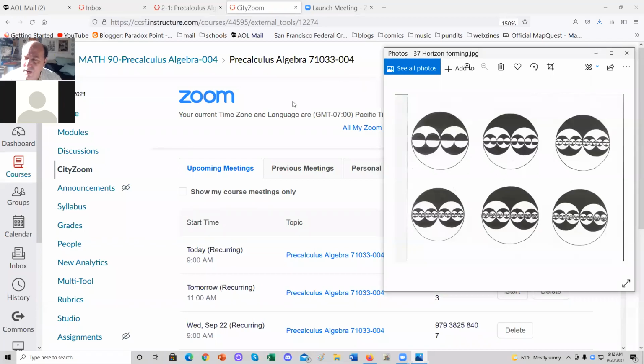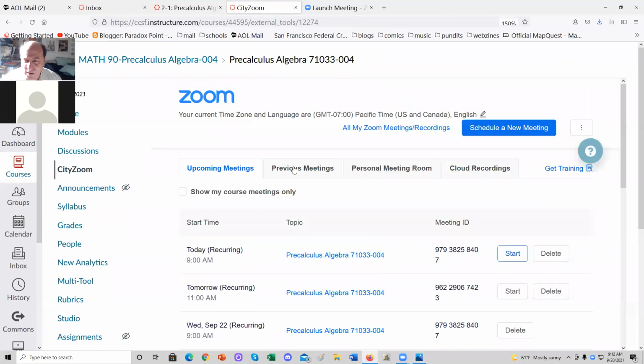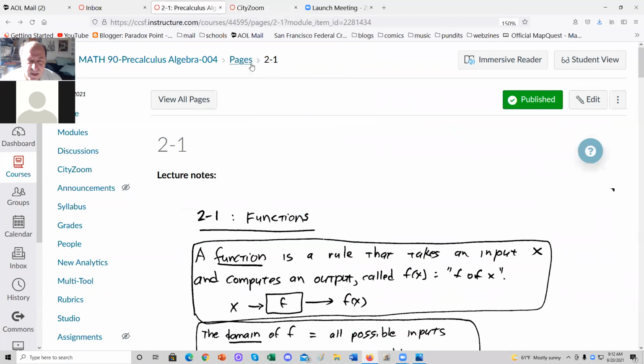Zoom session is being brought to you by the Fractal Horizon Forming. Okay, whoops, wrong one. There we go.